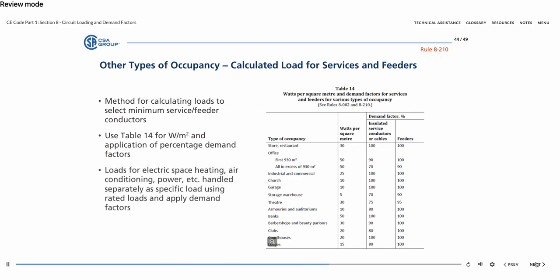Loads such as electric space heating, air conditioning, power, and special lighting are handled separately as special loads, using their rated loads and applying the demand factors that are allowed by other sections of the code. For example, Section 62 concerns electric space heating and Section 28 motor loads.